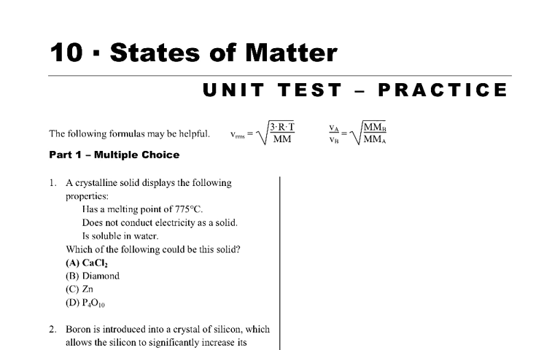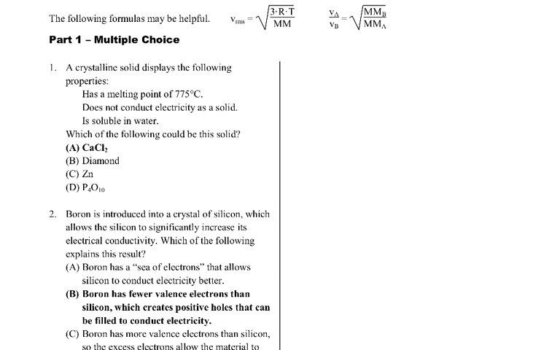Okay, I'm going to go through this unit test, practice test for Unit 10. And we'll start off here. Now notice we do have a couple of formulas here that we might need somewhere along the way. This is for the root mean square velocity, and this is for Graham's law.